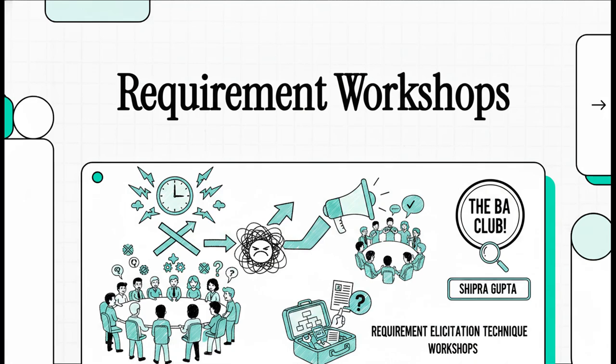So, picture this. You're in a room or maybe on a giant virtual call with 10 different stakeholders, and every single one of them is demanding completely conflicting features for your new project, all while a terrifyingly tight deadline is just breathing down your neck. If you're a business analyst, you probably just nodded your head, right? Because we've all been there and it can feel like absolute chaos.